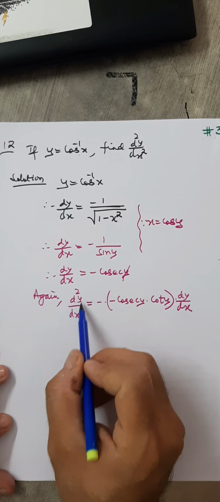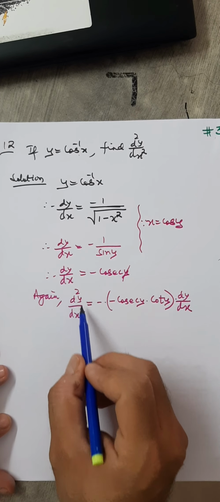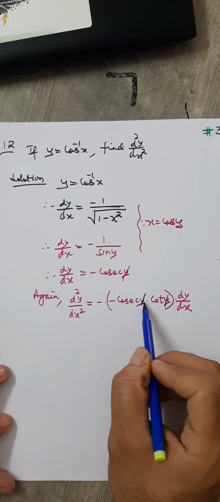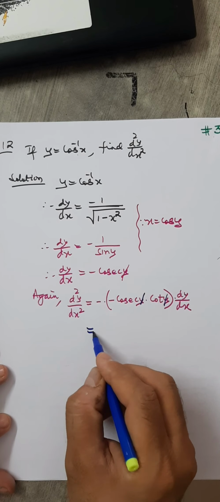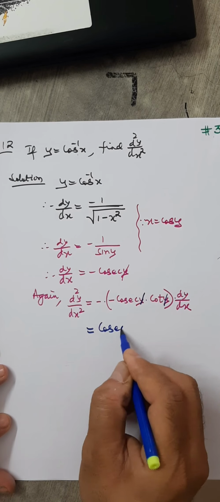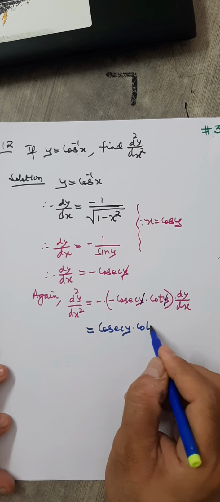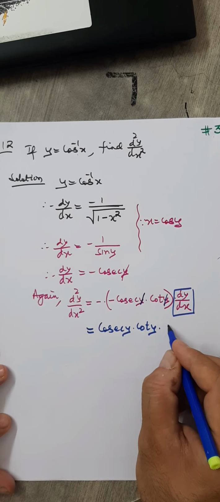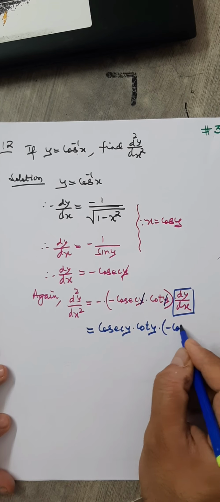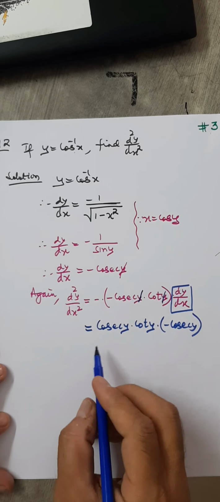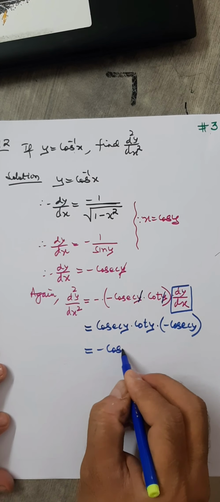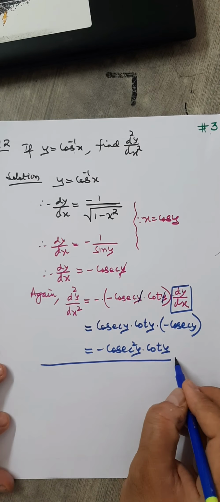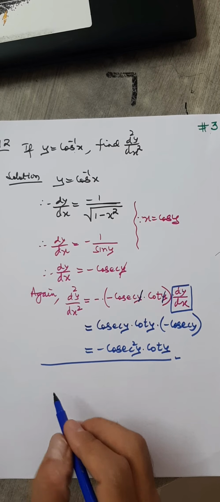When you write d square y by dx square from dy by dx, that means you are differentiating with respect to x. So you need to imagine y as x here. So into derivative of y with respect to x. So this gives us plus cosec y into cot y into value of now dy by dx. What is that? It is minus cosec y. So your final answer is minus cosec square y into cot y. This is required d square y by dx square.